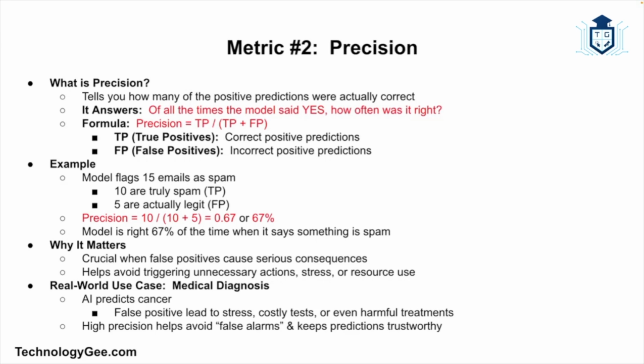Let's say your model says 15 emails are spam. 10 are actually spam, which would be a true positive. And then 5 are legit emails that got flagged wrongly. That'll be a false positive. So your precision, once you do the calculations, will get you 67%.